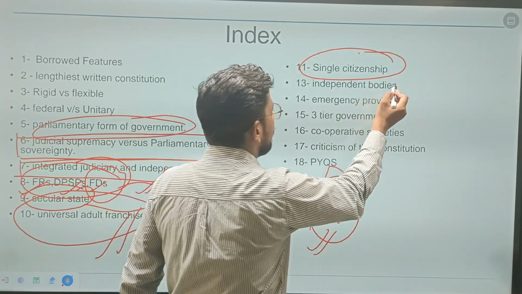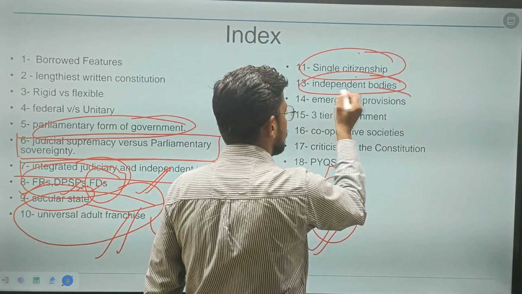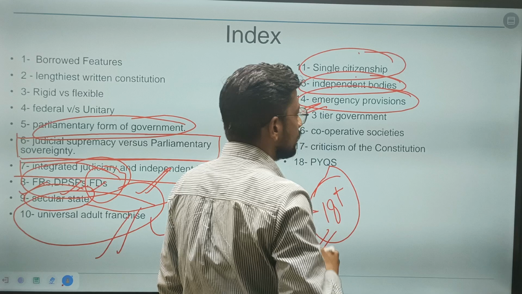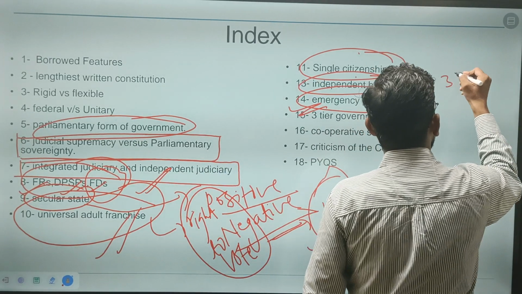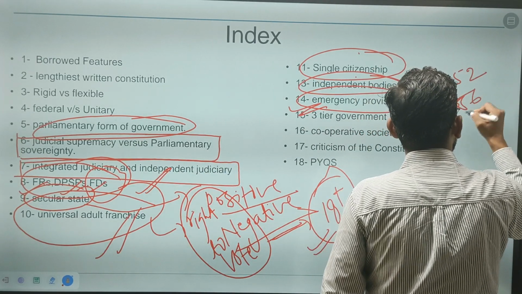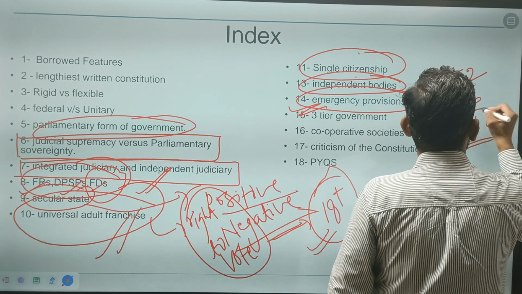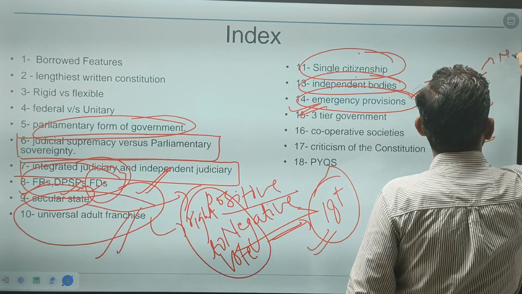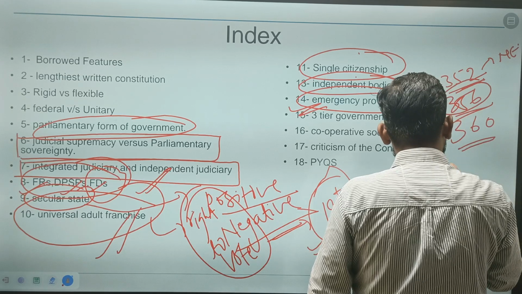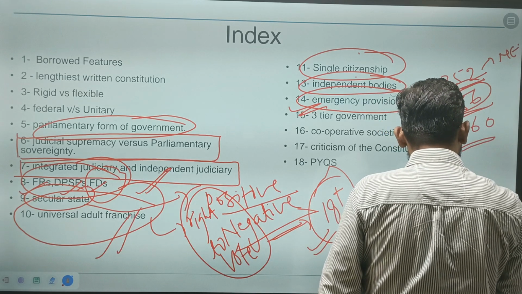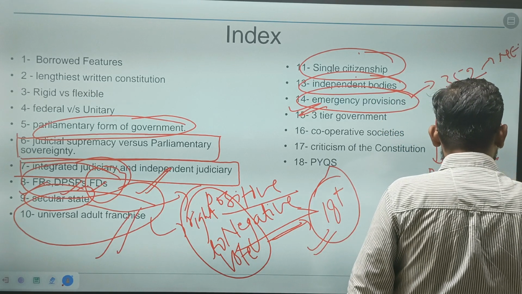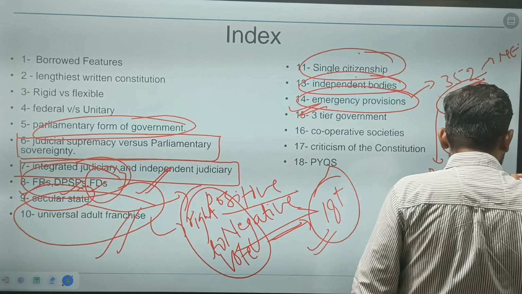Then we will study about the independent bodies. After that, we will study about emergency provisions. Here we will study three provisions: 352, 356, and 360. Under 352, we are having a national emergency. Under 356, we are having President's rule. And under 360, we are having a financial emergency.